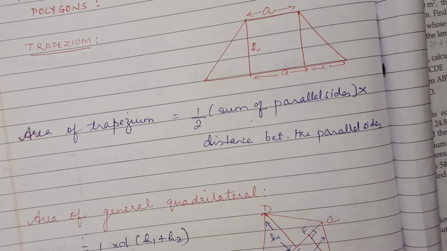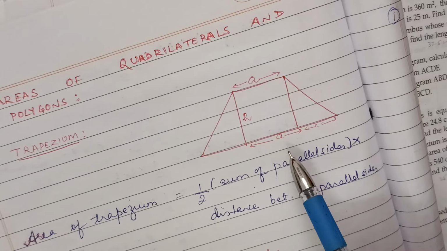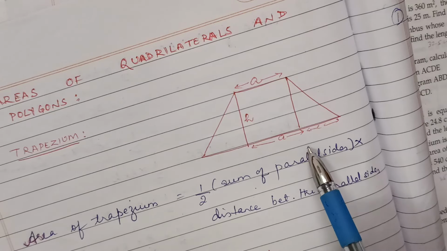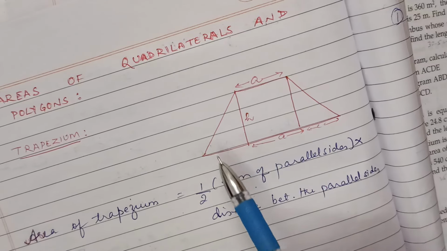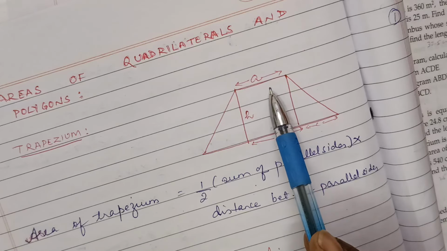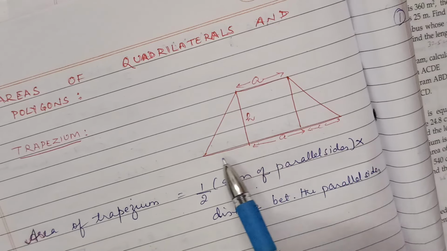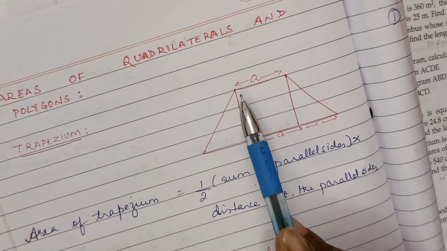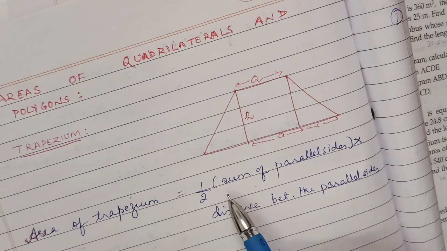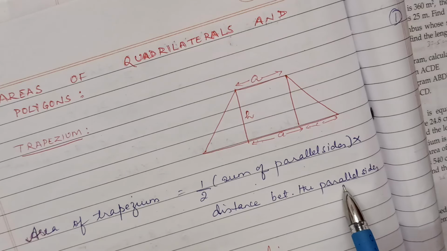In this, we will be learning about areas of quadrilaterals and polygons. Trapezium, as you all know, we have studied in the previous class also, is a quadrilateral with one pair of opposite parallel sides. The area of a trapezium is given by half into the sum of parallel sides into the distance between them. Suppose these two are parallel sides and the distance between them is h. So it is given by half into the sum of parallel sides into the distance between the two parallel sides.